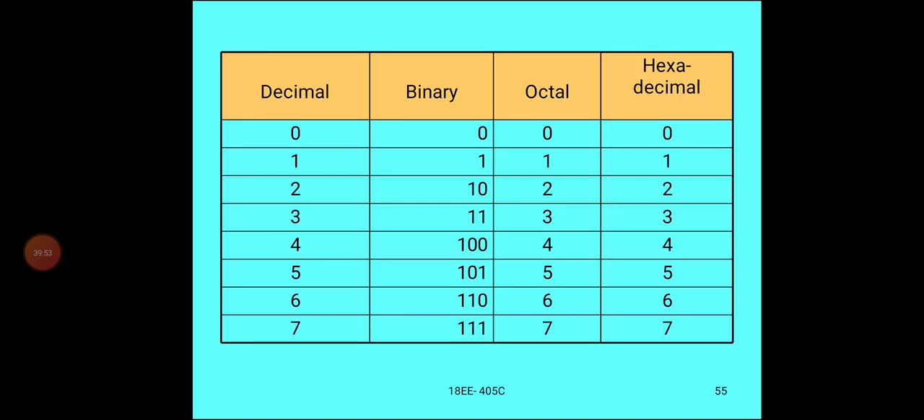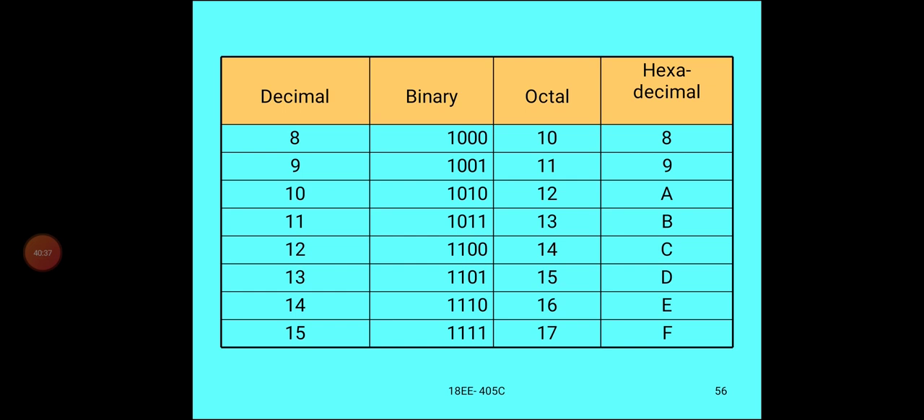The decimal value and the corresponding binary, octal and hexadecimal numbers are shown in the table. 0 means binary 0, octal 0, hexadecimal 0. 1 means 1, 1, 1. 2 means binary 10, octal 2, hexadecimal 2. 3 means binary 11, octal 3, hexadecimal 3. 4 is 100, 4, 4. 5 is 101, 5, 5. 6 is 110, 6, 6. 7 means 111, octal 7, hexadecimal 7.